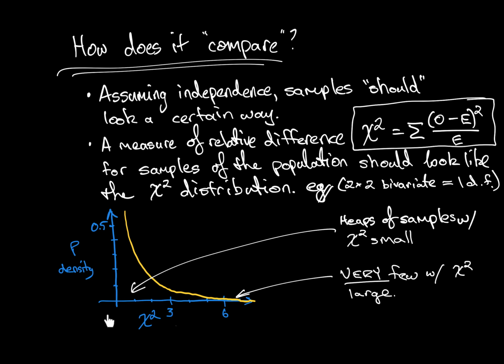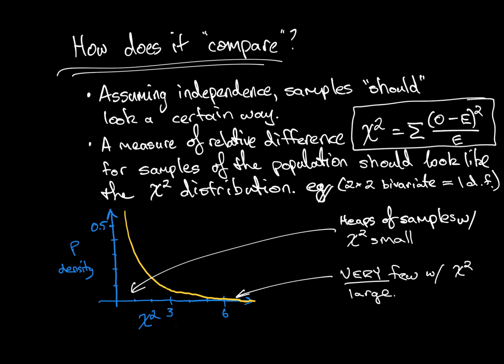This graph in the bottom left shows us the situation that we should expect for chi-squared values for 2x2 bivariate categorical data. What the graph means is that for most samples, the chi-squared value should be quite small. In fact, we'd expect to be getting most of the values less than 2, certainly a lot of them less than 3, and hardly any of them out here bigger than 6.